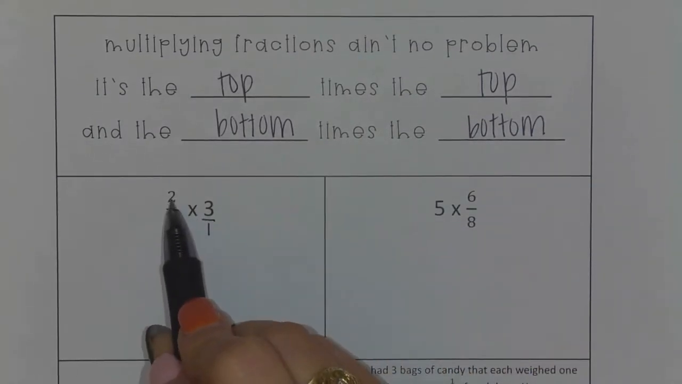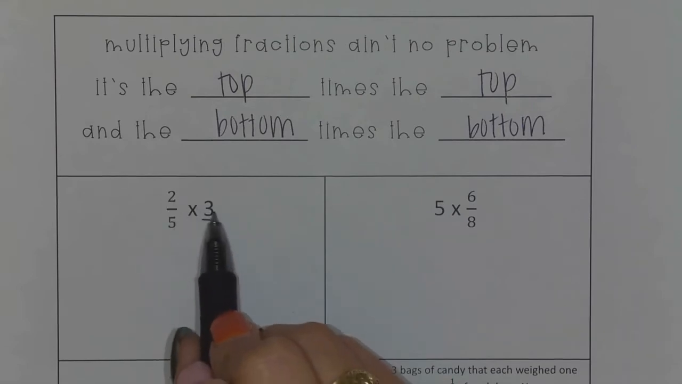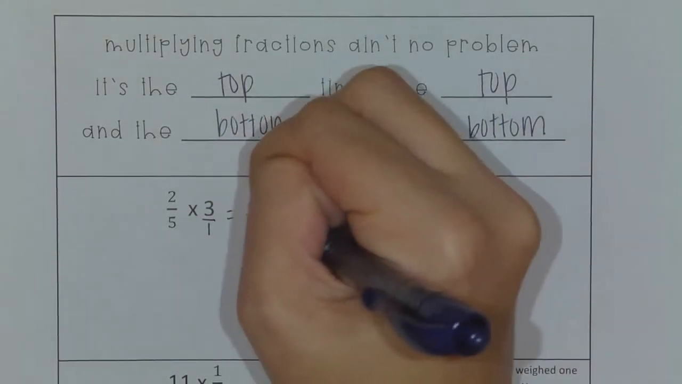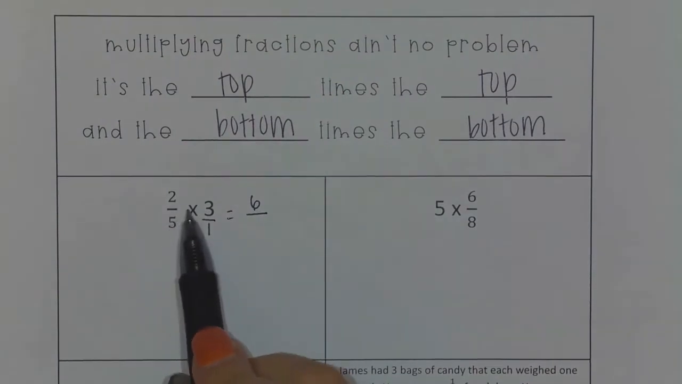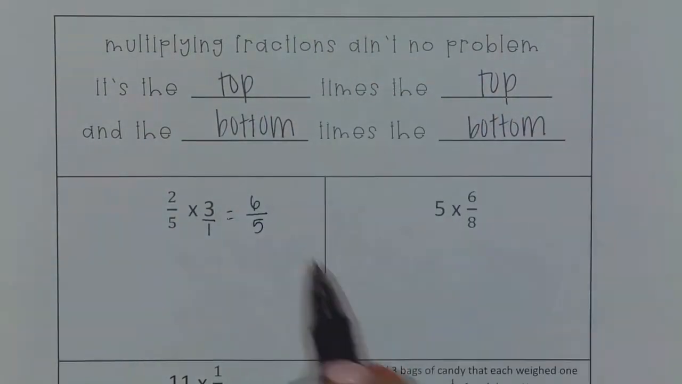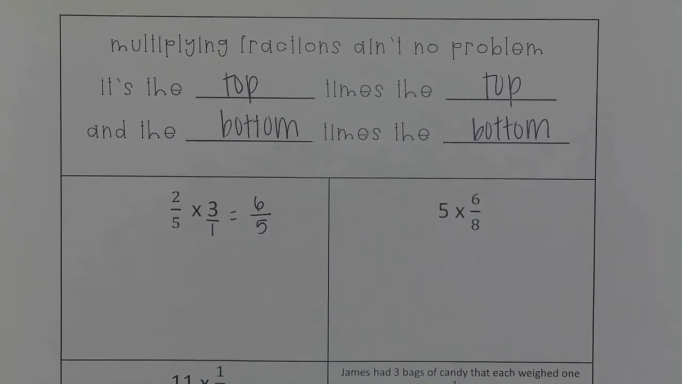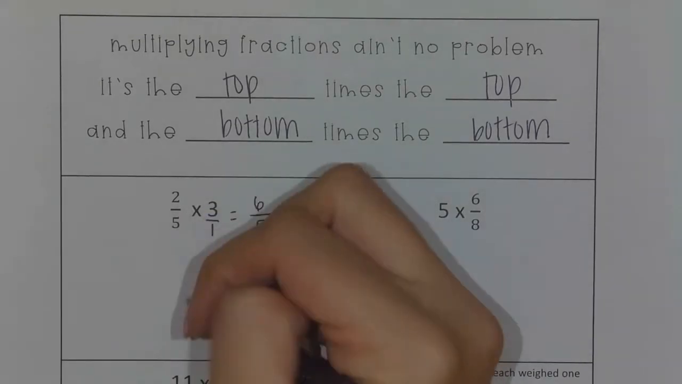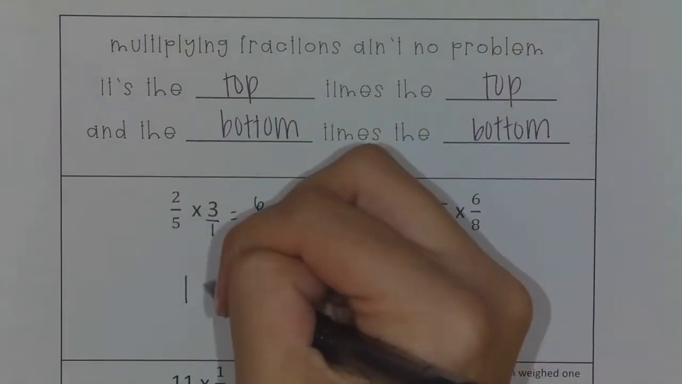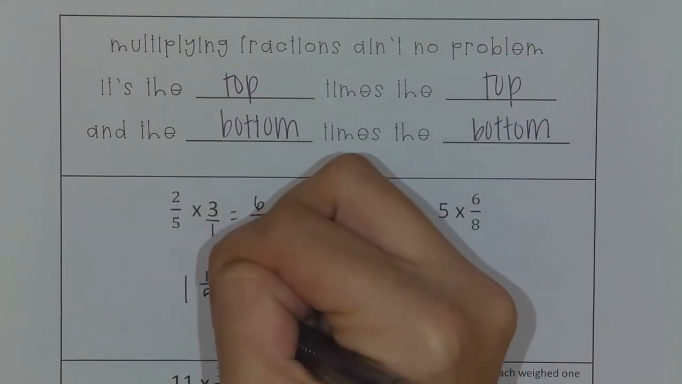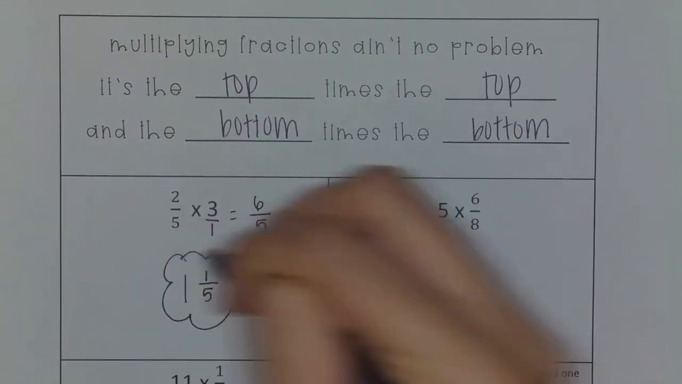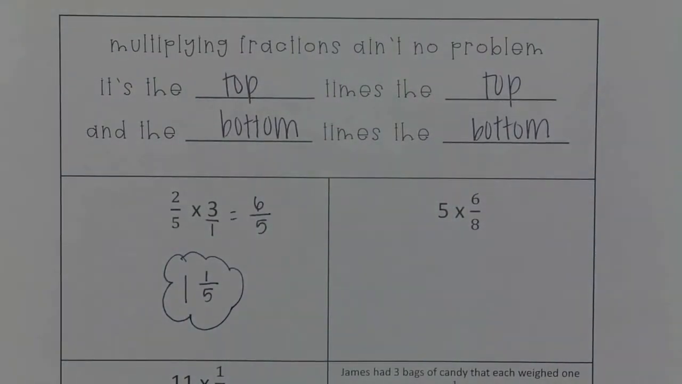So now I can multiply the top times the top, or 2 times 3 gives me 6. And the bottom times the bottom, 5 times 1 gives me 5. So when I multiply them together, I get 6/5. But this is currently an improper fraction, and I can't leave it that way. So 5 goes into 6 a total of 1 time, and I would have 1 piece left over. My denominator stays the same, so it is 1 1/5.